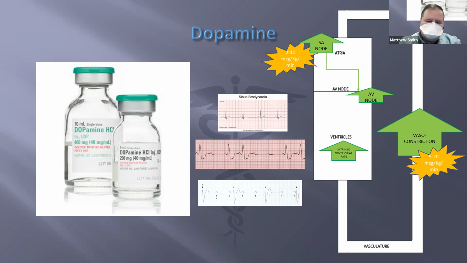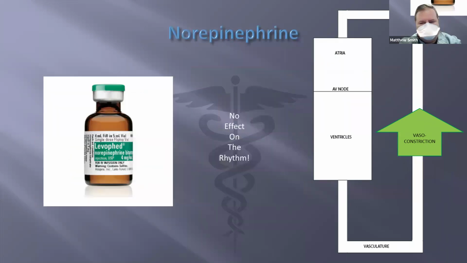One of those other more targeted agents is norepinephrine. Norepinephrine's effects can be described as pure alpha. So where are our alpha receptors? Our alpha receptors are in the vasculature itself. So norepinephrine is pure alpha. It doesn't affect the heart rhythm or rate. What it does is it vasoconstricts. That's what norepinephrine does. Norepinephrine vasoconstricts.